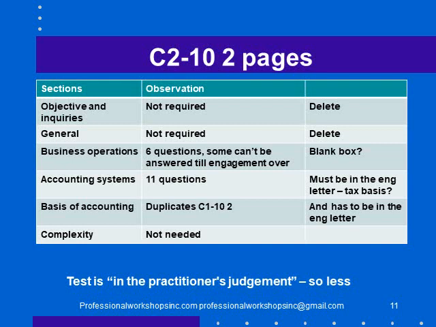Business operations, there are 6 questions. Some can't be answered till the engagement is over, like significant changes from prior period. I can't figure that out at the beginning. I have to wait till the end. So I want to take that out. The other thing is blank box, business operations. It's a restaurant. Is there anything else I need to say?